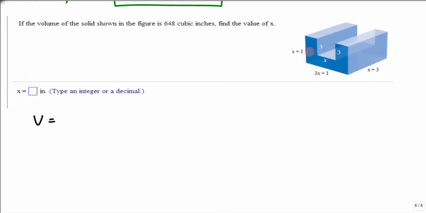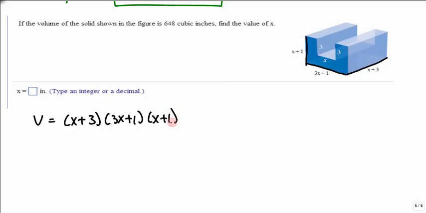The formula for volume is length times width times height. So if we wanted to, we could call this the length, x plus 3. The width is out front, would be this 3x plus 1. And then the height is over here on this side, x plus 1. Well, that's if I was finding the volume of the entire piece, but I need to subtract out this section right in here that goes all the way to the back. So let's go ahead and find the volume of that piece, and then we'll section that out.